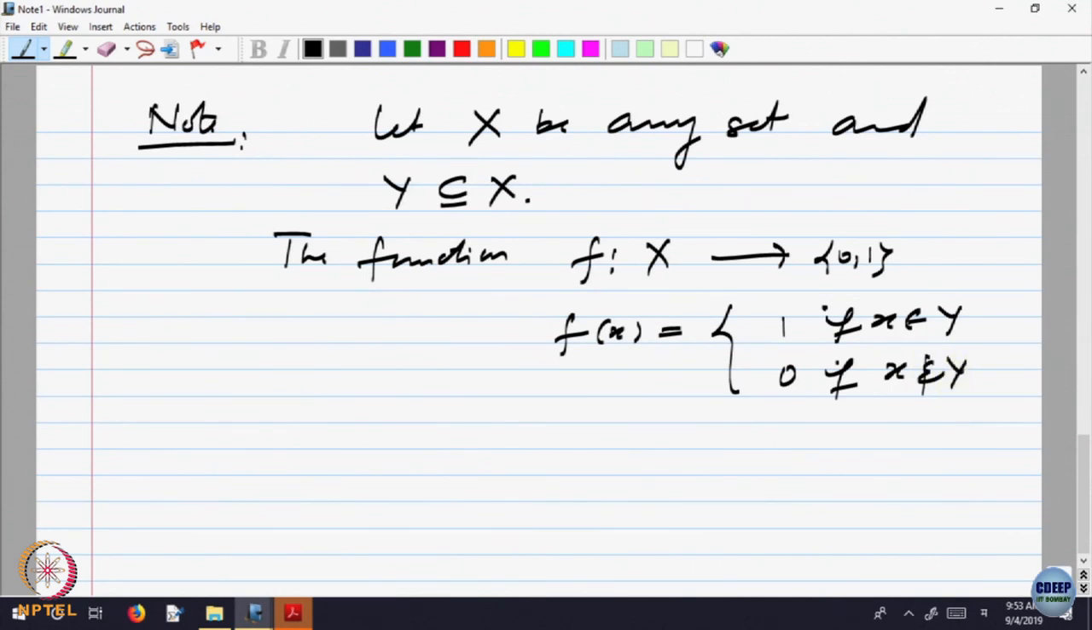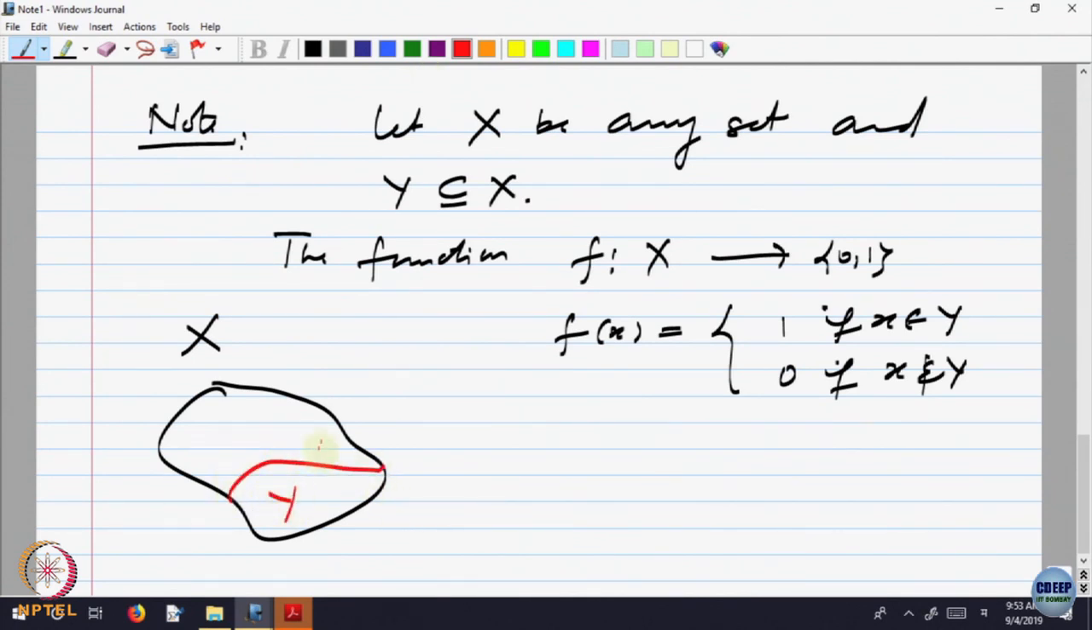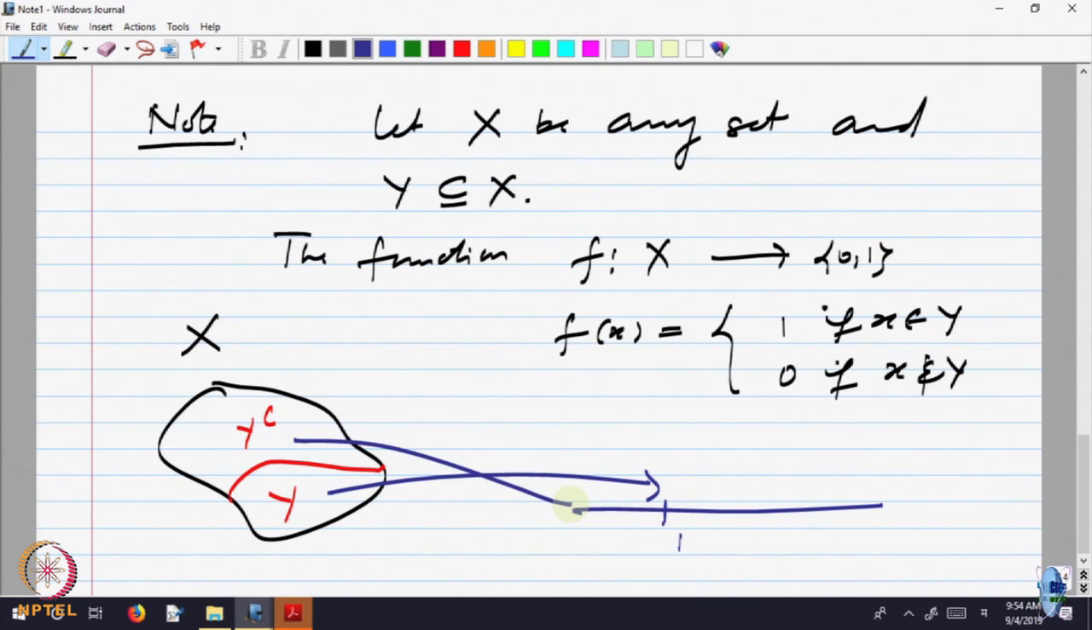This is the kind of example that we had in our proof, right, for the set U. So, what is this function doing? On any set X, look at a subset Y of it. This is the function defined on the whole space X. So, this is Y complement. Okay. So, what does it do? On Y, the value is 1. And on Y complement, the value is 0.